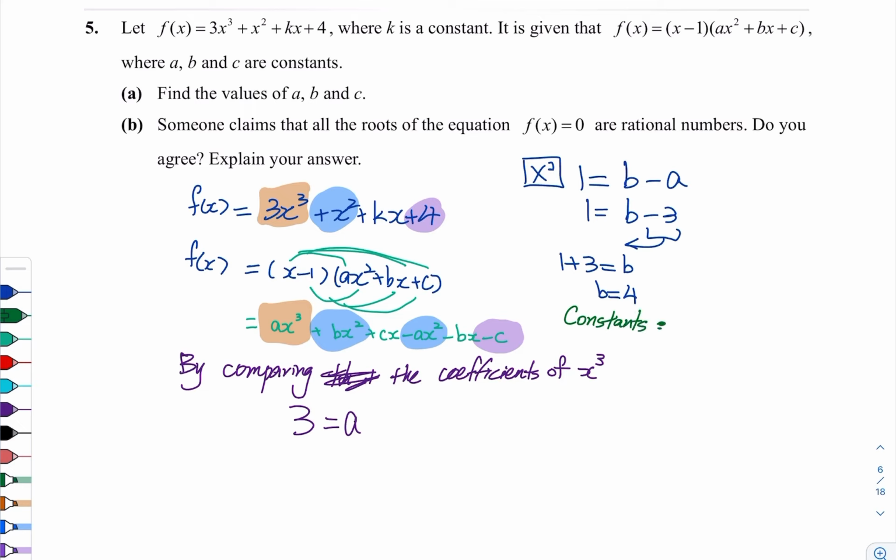From the first part, we have positive 4. Then from the second part, we have negative c. And we don't need that negative, so give it to the other side. So c is negative 4. So that's it. You have all three answers, a, b, c.